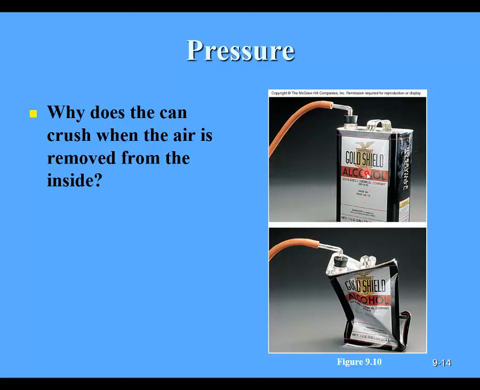So we have less and less pressure being exerted on the inside surfaces of the can until the surrounding atmospheric pressure, which is greater than that within the can as I'm producing a vacuum of that low pressure region, will cause the can to crush.